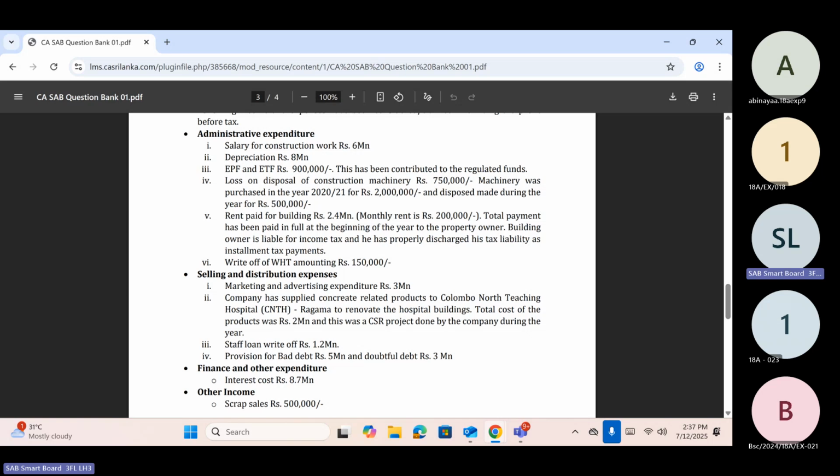The company has supplied concrete-related products to Colombo North Teaching Hospital to renovate the hospital building. The total cost of the product was 2 million, and this was a CSR project done by the company during the year. Can you deduct or not? No, right?